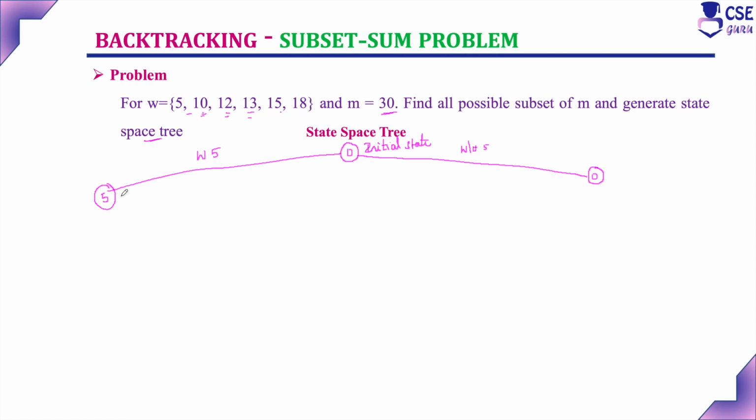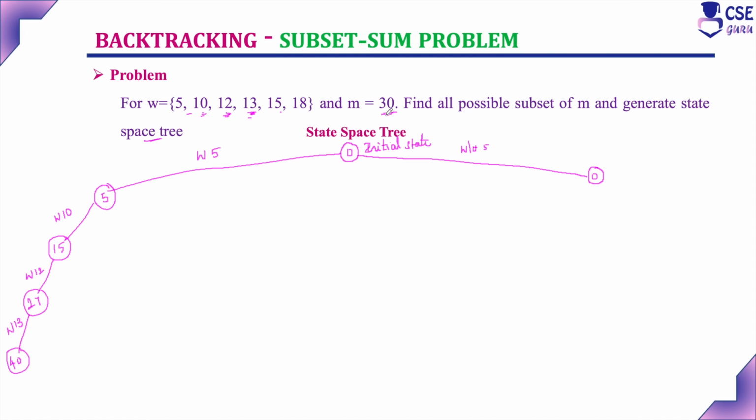So with element 5, the sum is 5. But we require 30. With 10, 10 plus 5 we get 15. Next, consider the third element, that is 12. 15 plus 12, we get 27. Next, with 13, we get the sum as 40.